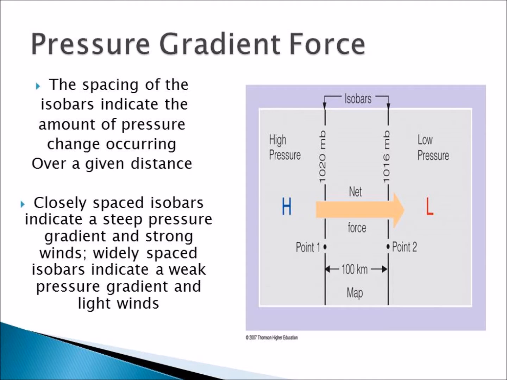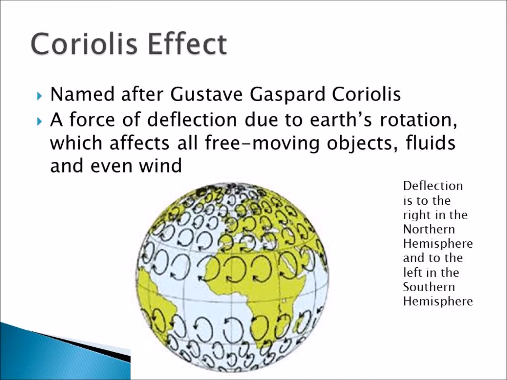Here we have an example of the pressure gradient force. Basically, we have the isobars represented here with high and low pressures, and the spacing between the isobars indicates the amount of pressure change occurring over a given distance. Now, closely spaced isobars indicate a steep pressure gradient and strong winds, while widely spaced isobars indicate a weak pressure gradient and light winds.